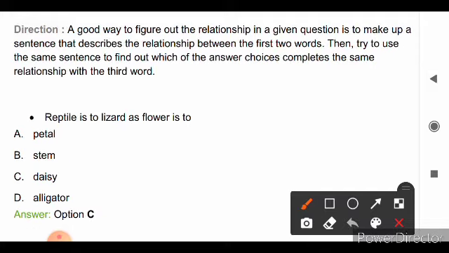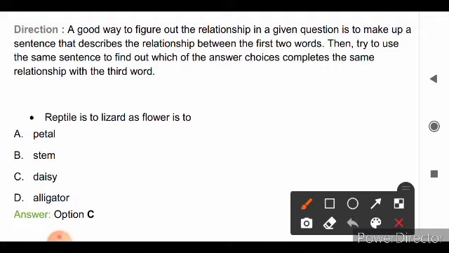Next question is: directions for the question. A good way to figure out the relationship in a given question is to make up a sentence that describes the relationship between the first two words. Then try to use the same sentence to find out which of the answer choices completes the same relationship with the third word. Question is: reptile is to lizard as flower is to. Options are petal, stem, daisy, and alligator.